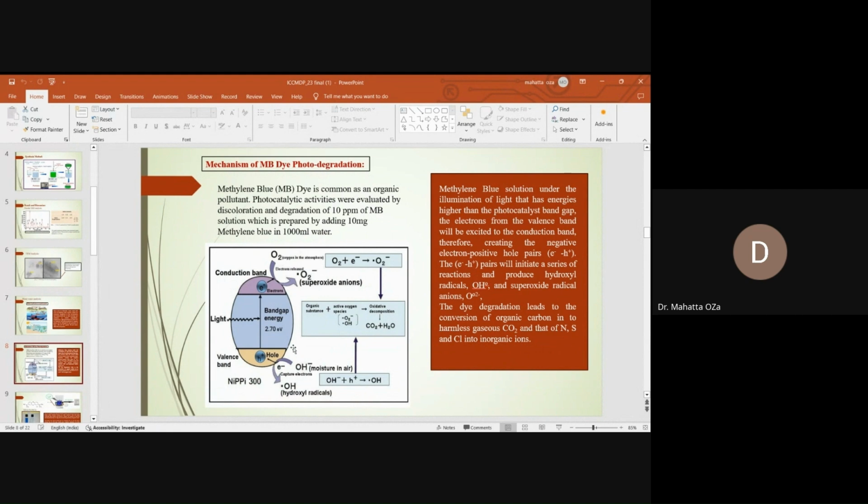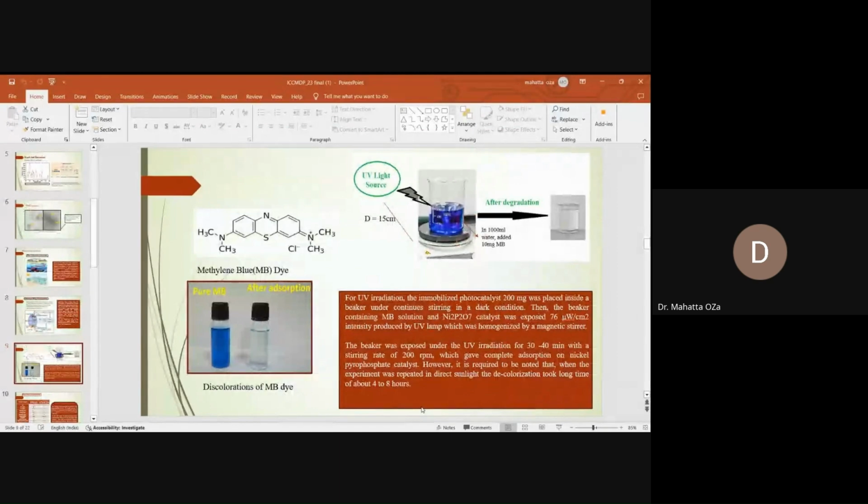the electron from the valence band will be excited and go to the conduction band and create an electron-hole pair. This will initiate a series of reactions and produce hydroxyl radicals and superoxide radicals. The dye degradation leads to the conversion of organic carbon into harmless gaseous carbon dioxide, and nitrogen, sulfur and chlorine into inorganic ions such as nitrate, sulfate and chloride.